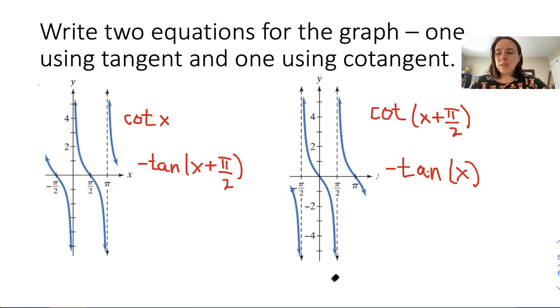So you can basically get between the function and the reciprocal function of tangent, so tangent and cotangent, by using translations. You get that nice phase shift because they're pi over 2 out of phase, and that negative sign in order to flip it across the x-axis.